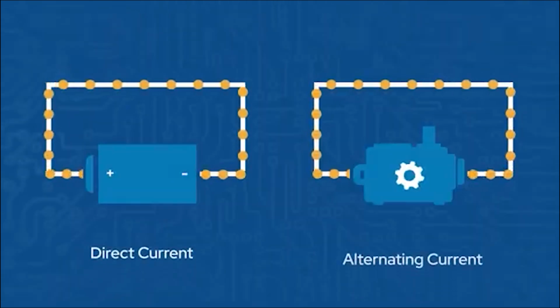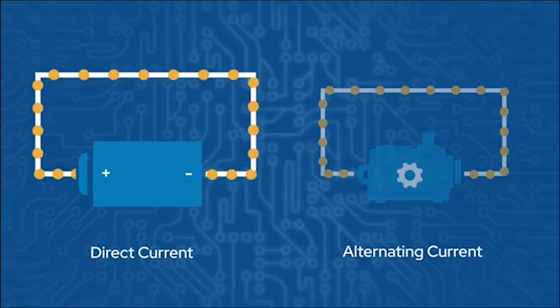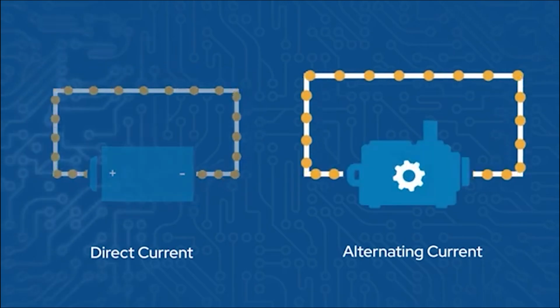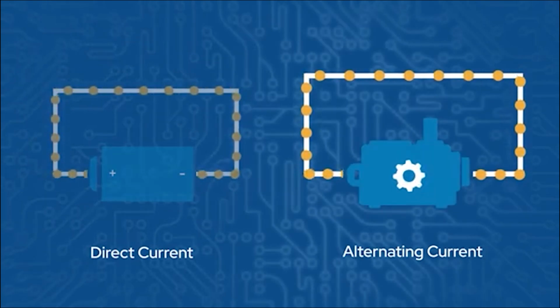You can also see this by looking at how current flows. With DC, current flows from the positive side of the supply to the negative side. With AC, the current flows back and forth.